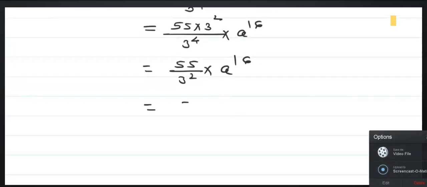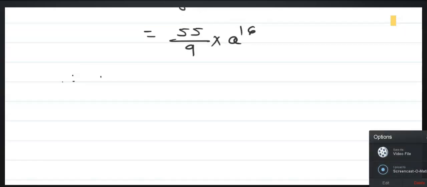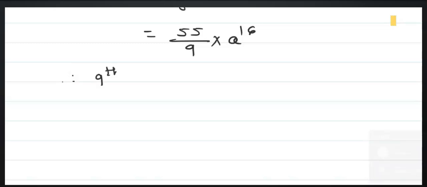55 upon 3 square into a raised to 16. Therefore, 55 upon 9 into a raised to 16. Therefore, the 9th term is 55 upon 9 a raised to 16.